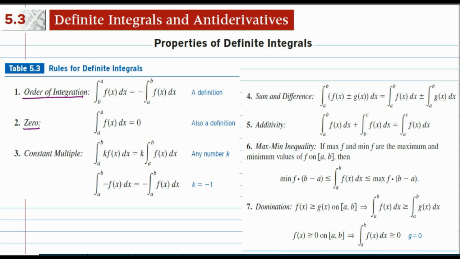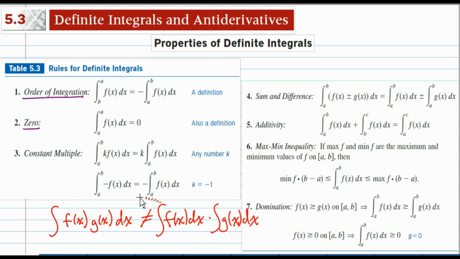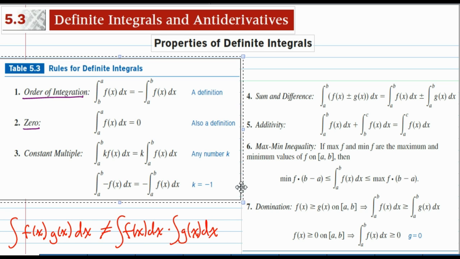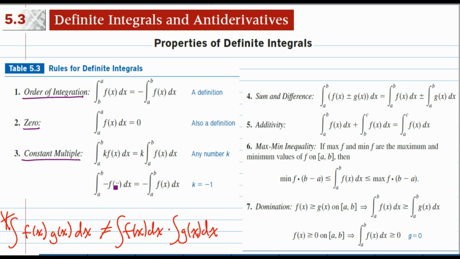You cannot split up the integral of f of x g of x dx. It will never equal the integral of f of x dx times the integral of g of x dx. That will never, ever happen. Not a property. Don't use it. It also implies that you can factor out a negative, just because it's a -1. So if you had the integral from a to b of negative f of x, that's the same thing as negative the integral from a to b, or positive the integral from b to a.